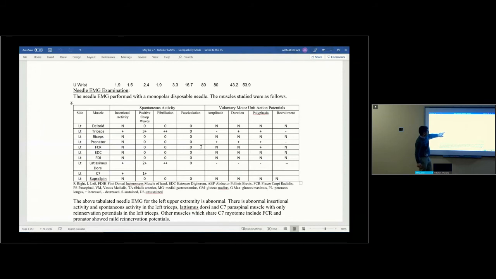Biceps is normal. Pronator is showing me a little bit of old changes. That means that way back, whether it happened a year ago or longer. And then you have the latissimus dorsi that was affected, which is showing active denervation and then recent changes. All other muscles that are supplied by C6, C7 are normal.